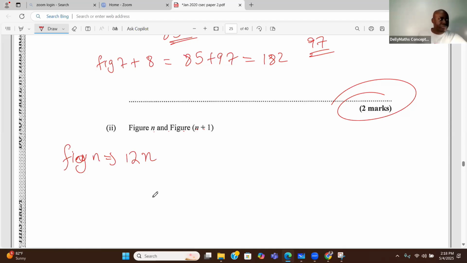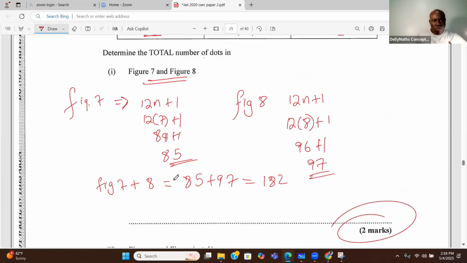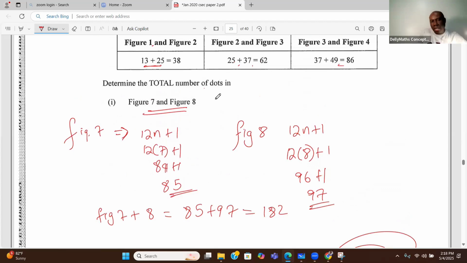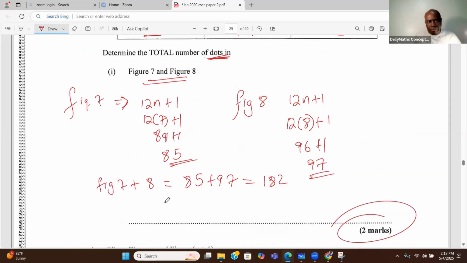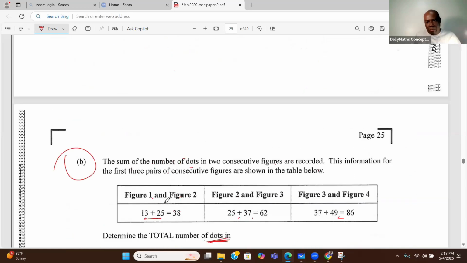But remember now, it's the number of dots we are dealing with. Make sense? So figure n for the dots. For dots, we're under the D column. 12n plus 1 is for the dots. That's for n. Let me show you what I mean.